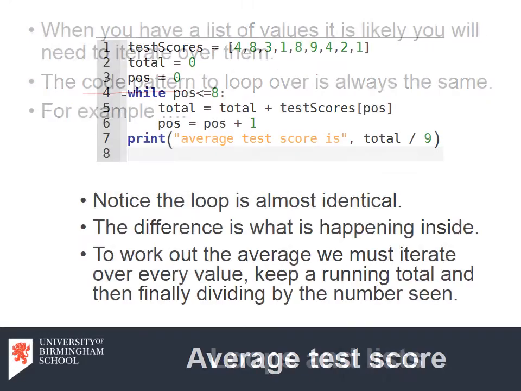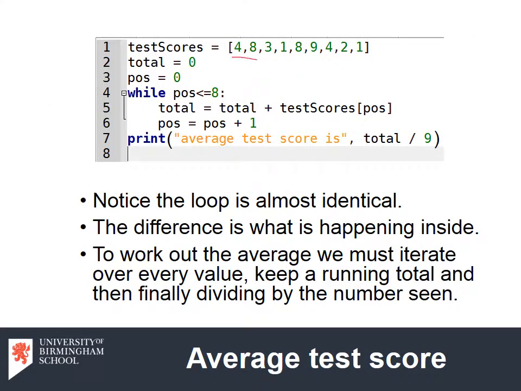For example, let's say I've got a bunch of test scores. So I've just stored them into a list. And let's say I want to work out the average score. So I need to keep track of the total. I also need to keep track of which test I'm looking at by using a position. I've got my last index as position 8, which is why I've got that.